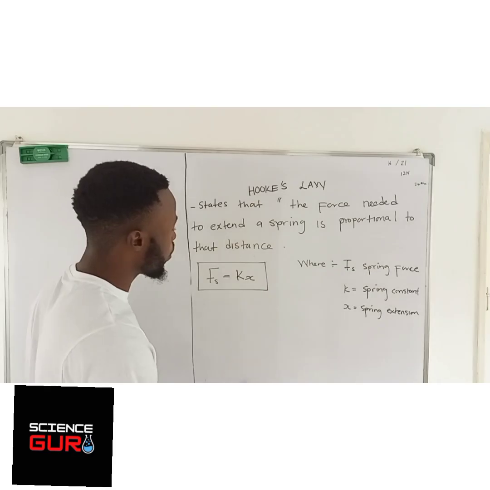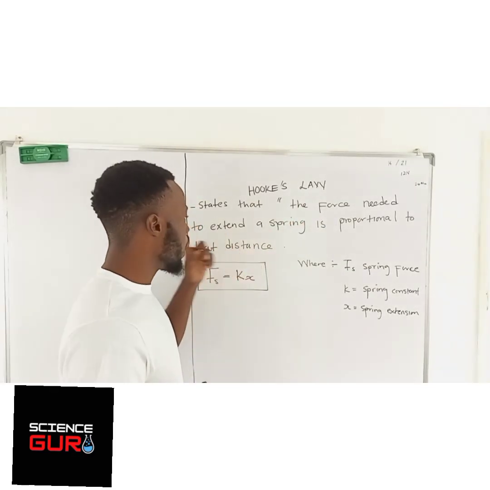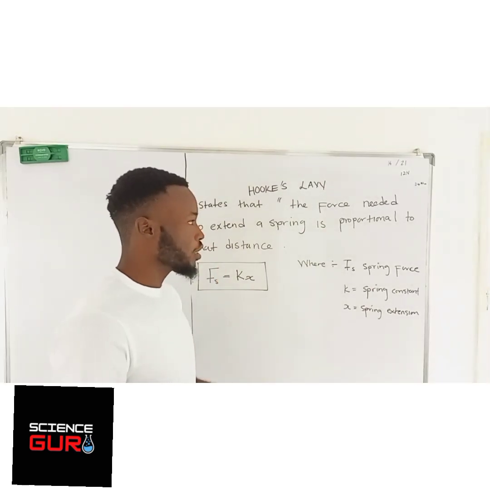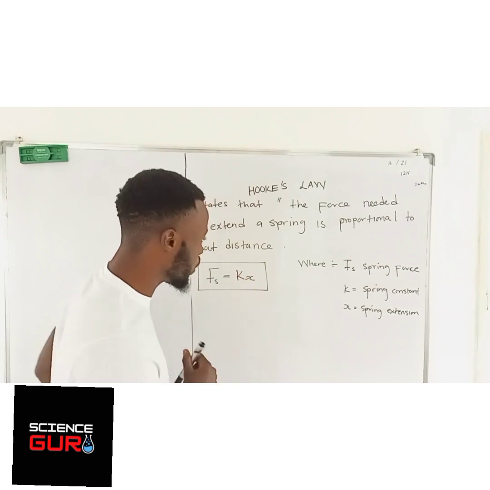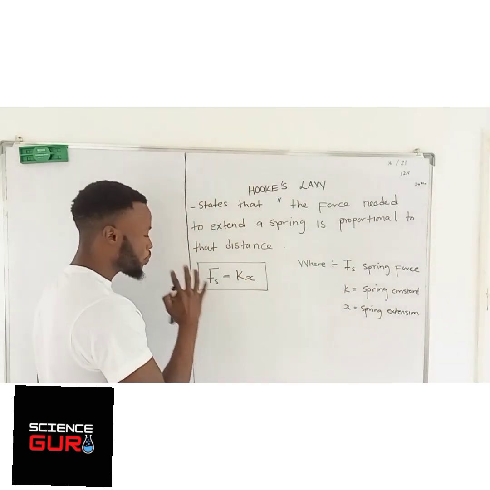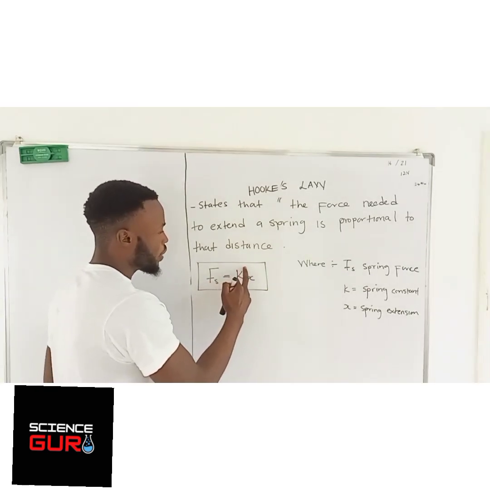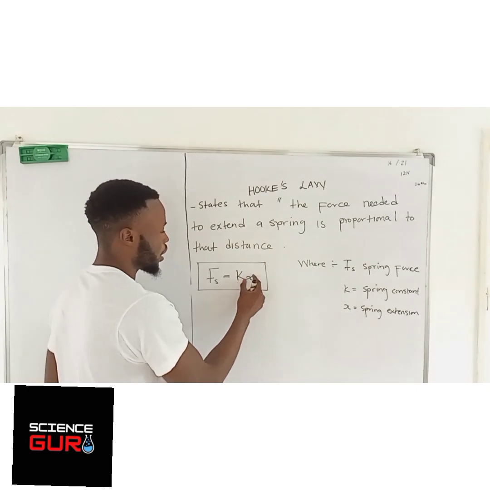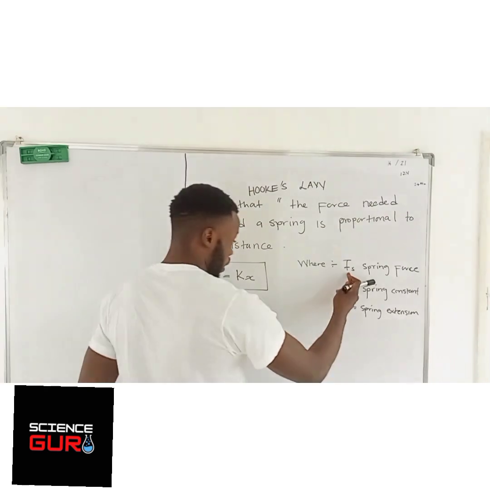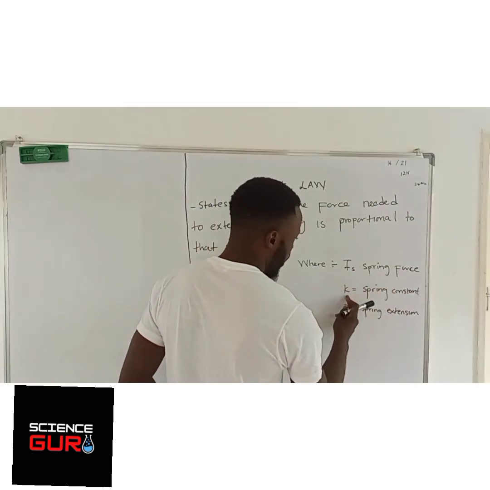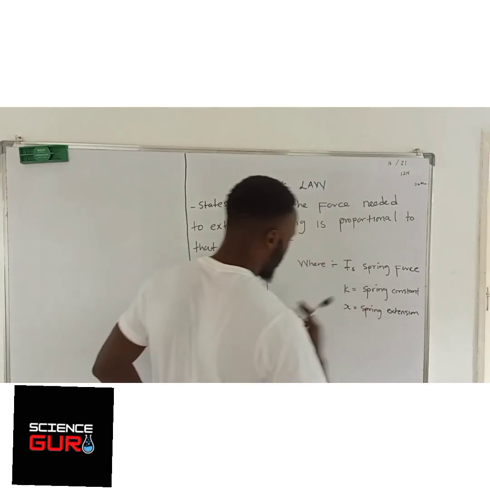So what does Hooke's law state? It states that the force needed to extend a spring is proportional to that distance. You're going to understand this when I illustrate. The formula for Hooke's law is that the force of the spring is equal to K times X. K represents the spring constant and X represents the extension. Are we okay? F is the spring force, K is the spring constant, and X is the spring extension.